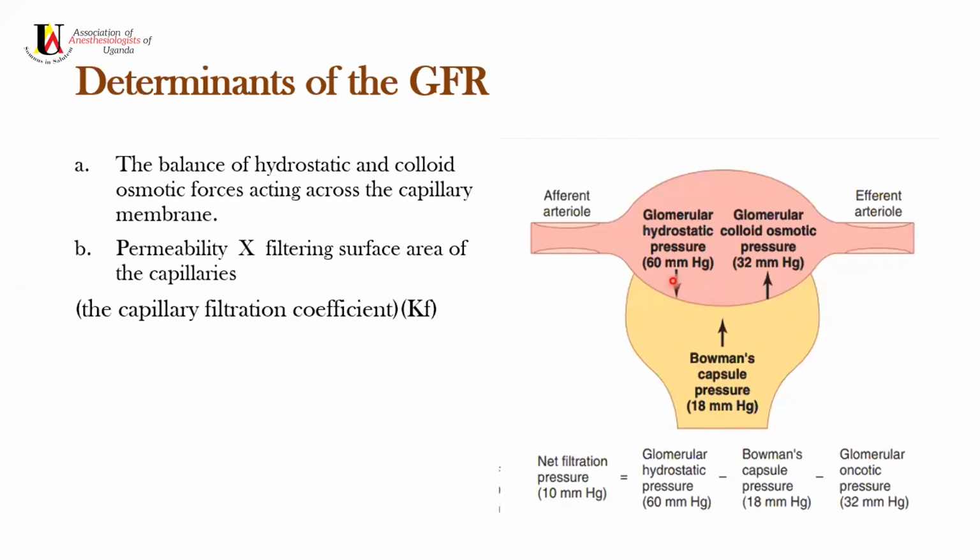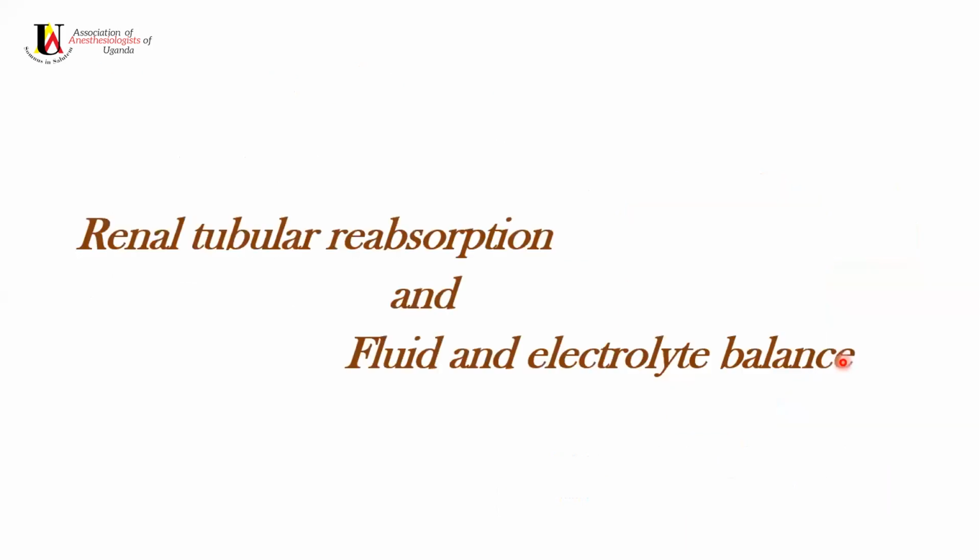So we have one force that is acting against two, and that gives us the net filtration pressure, that is the glomerular hydrostatic pressure minus the combination of these two pressures. And if the glomerular hydrostatic pressure is greater than the two forces that are acting against it, then filtration is facilitated. When the Bowman's capsule pressure is elevated, filtration may not be possible, and that is how obstruction causes AKI and the rest of the kidney injuries.